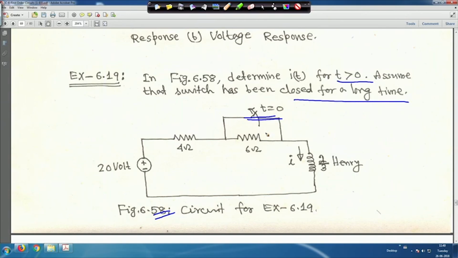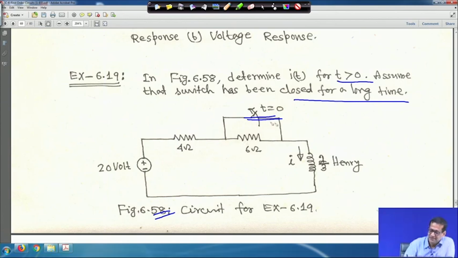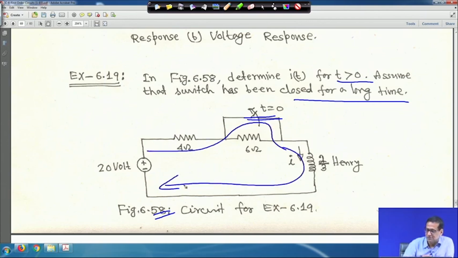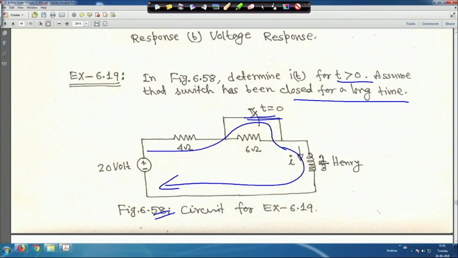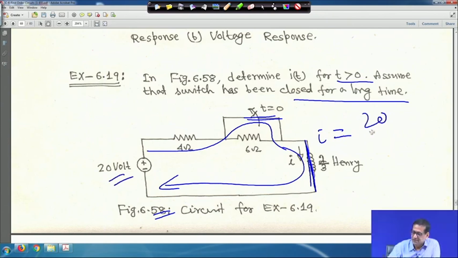That means this current will flow, it is getting a short circuit path. This current will flow like this for a long time, the switch was closed, right. So, if the switch is closed for a long time, at that time the inductor will also act as a short circuit. Then what will be the initial current? In that case, I is equal to 20 volt divided by 4 ohm. So, it is 5 ampere, because the switch was closed for a long time.